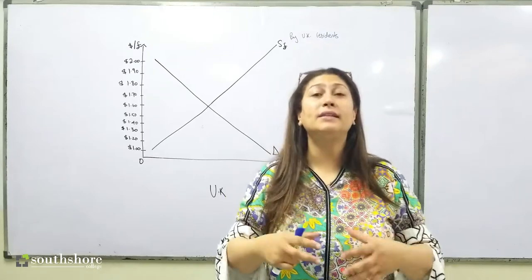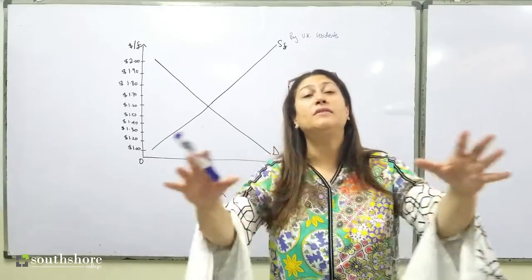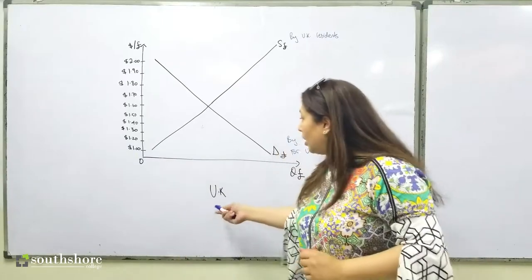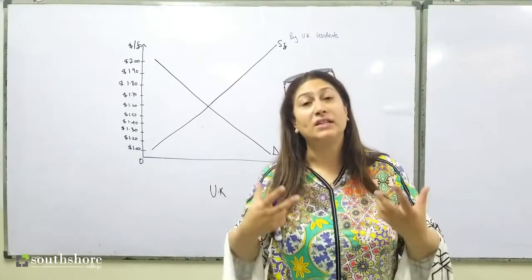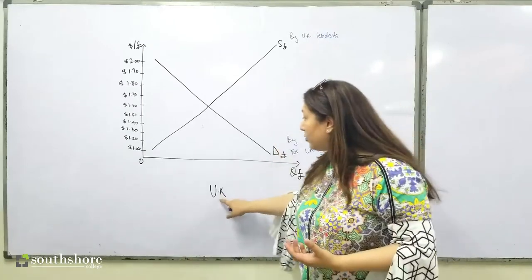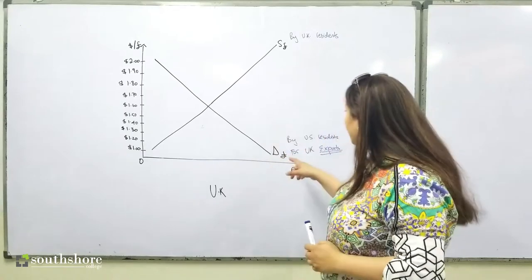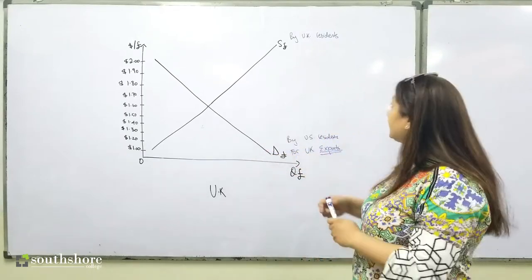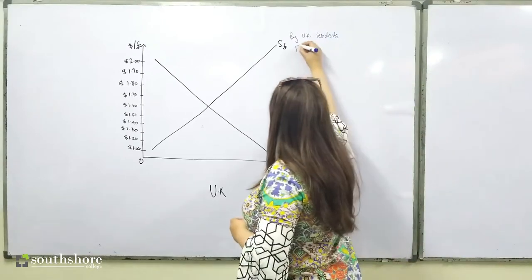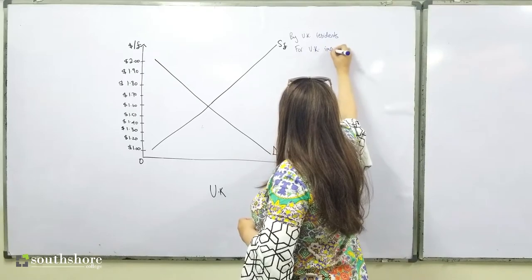But why are they supplying pounds onto the international market? Because they wish to buy goods and services from other countries. From the UK's point of view, this is a demand for imported items. So here, the demand for pounds is for UK exports. The supply of pounds is actually for UK imports.